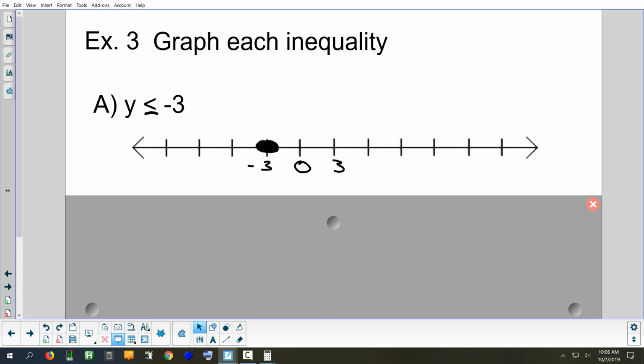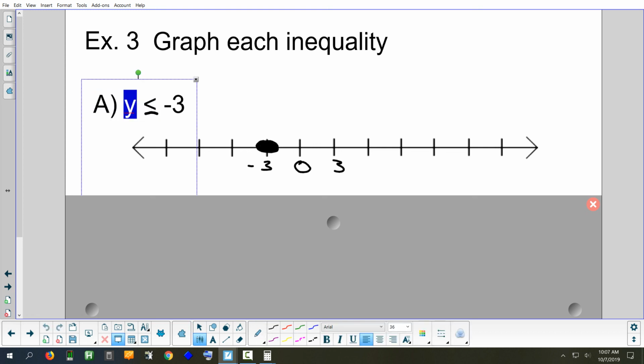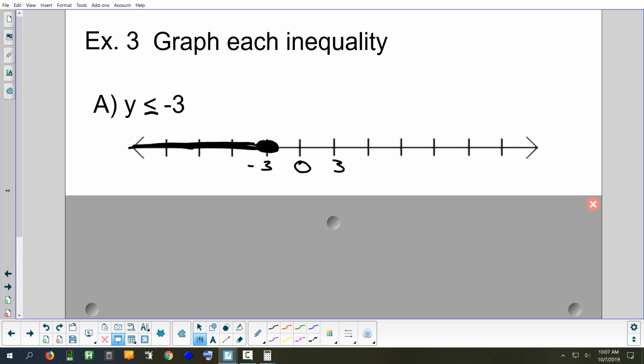We've got to shade. We're shading all the numbers that would answer this inequality, all the numbers that are less than or equal to -3. So where are the numbers that are less than -3? To the left. We already have the equal to, we already shaded that, so now we need to shade everything else, less than or equal to -3. And that's it. That's what you're looking for.